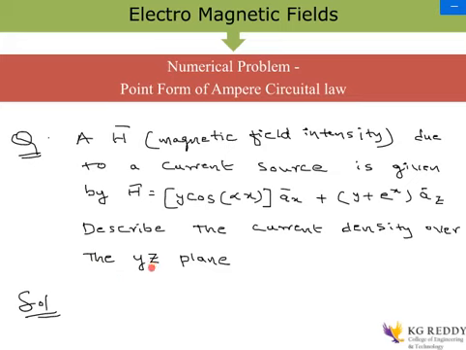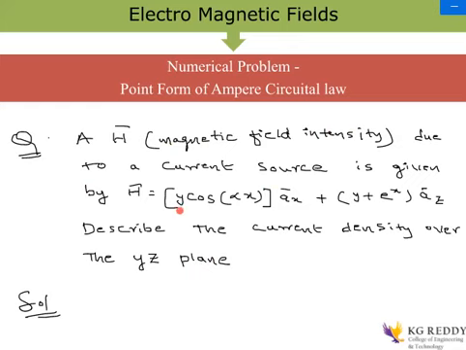Hello everyone. Today we are going to solve a numerical problem on the point form of Ampere's circuital law from the electromagnetic fields course. Here a problem is given: H bar is the magnetic field intensity due to a current source.